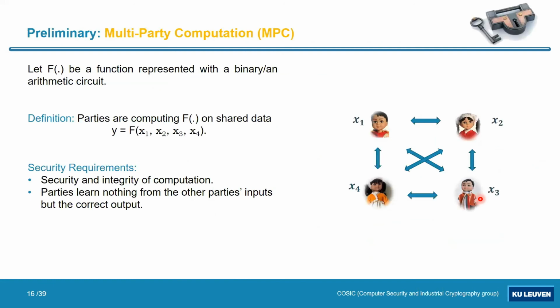Let's have a short overview of multi-party computation. In multi-party computation, we have several parties that have their own inputs, and they are going to run a function on their inputs and get Y, the output. This protocol has two requirements. The first one is security and integrity of computation, and the second one is that parties should learn just their own inputs and the correct output, and they shouldn't learn anything about the other parties' inputs.